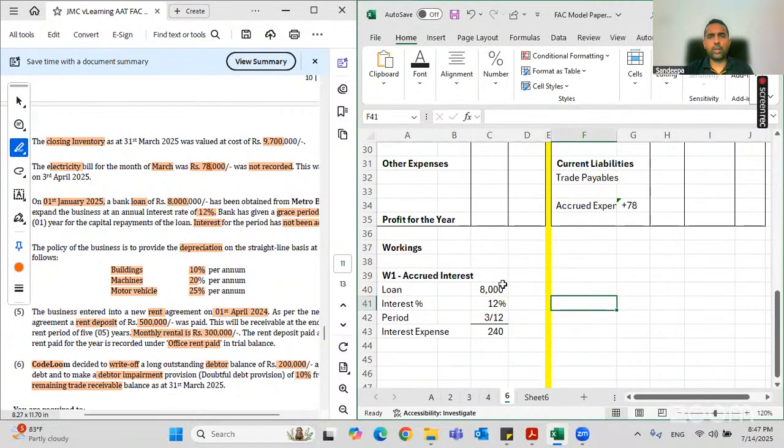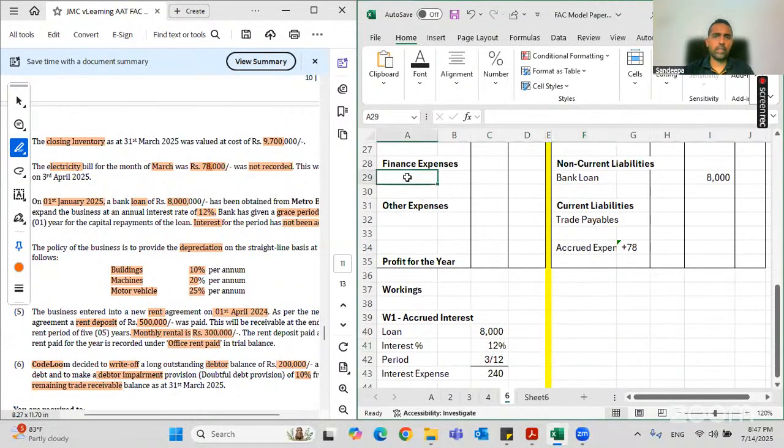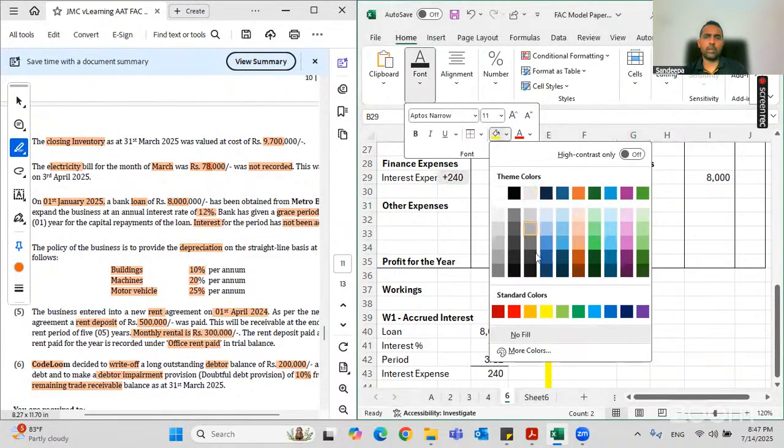What is the double entry? It's a finance expense, debited to interest expense. Interest expense, we have to add plus 240. Credited to interest payable, we need to add plus 240. Okay. Debited to interest expense, credited to interest payable.